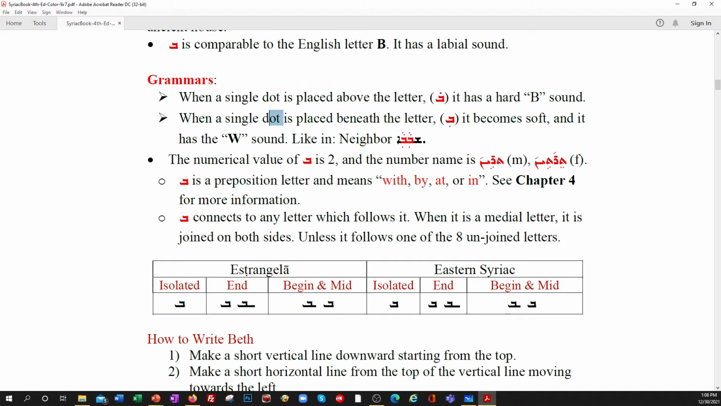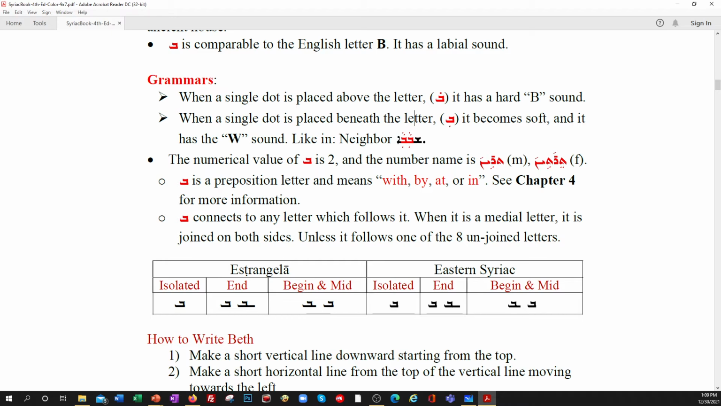And when a single dot is placed underneath the letter, like this one here, that single dot there, it becomes soft and it has the sound W, like in cewa. Cewa means neighbor. Do you see here the two Beth with the red dot underneath them, so they're going to be sounds of W, so it's going to be cewa. Both of them have the skapa sounds, cewa.